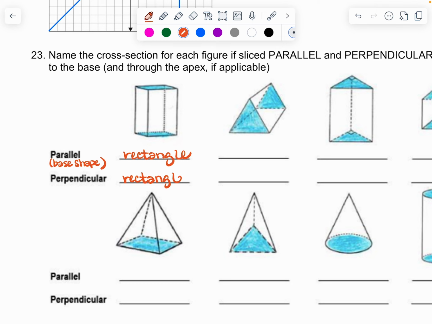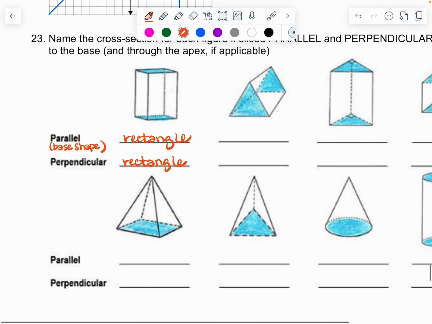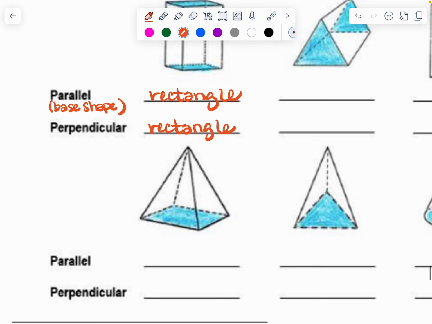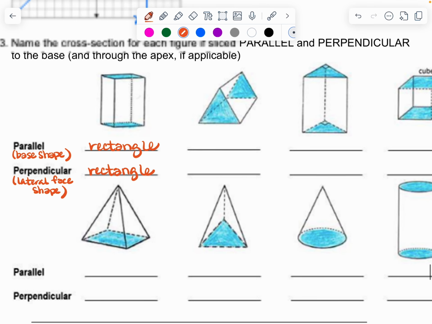All right, if I go perpendicular, well, then it's also going to be a rectangle. And of course it's going to be a rectangle because those are the shapes of the lateral faces, right? So lateral face shape. If all my lateral faces are rectangles and I slice it vertically, then I'm going to get cross sections that are all rectangles. And we can kind of use that same knowledge to go all the way across here, right?